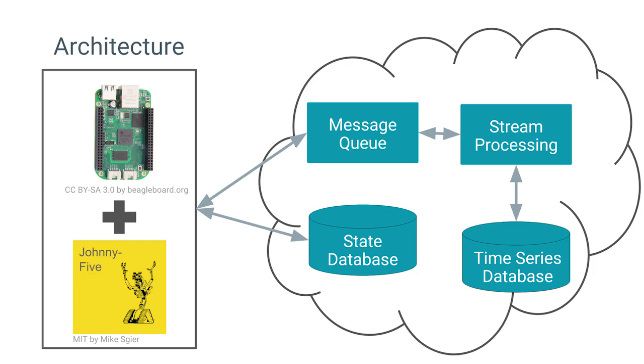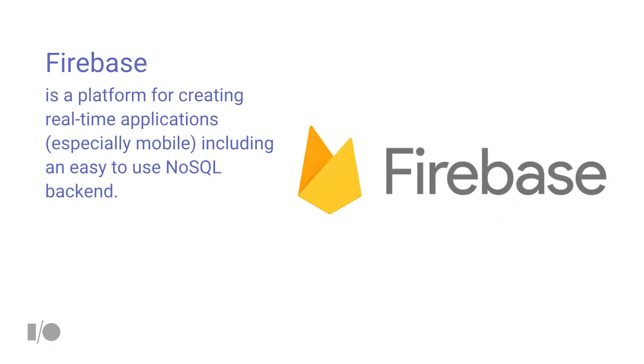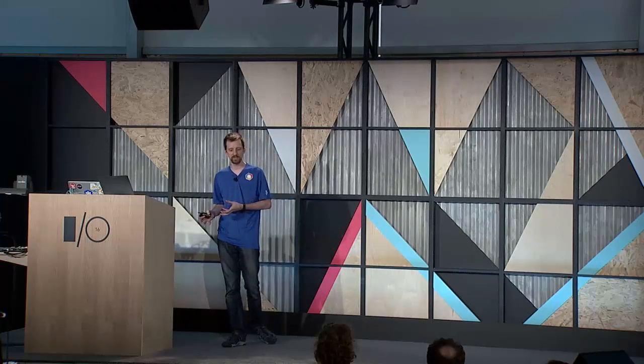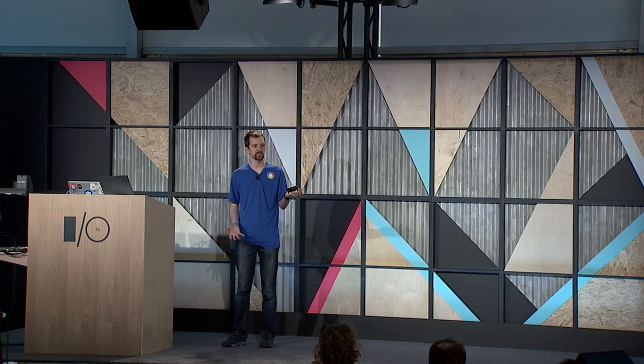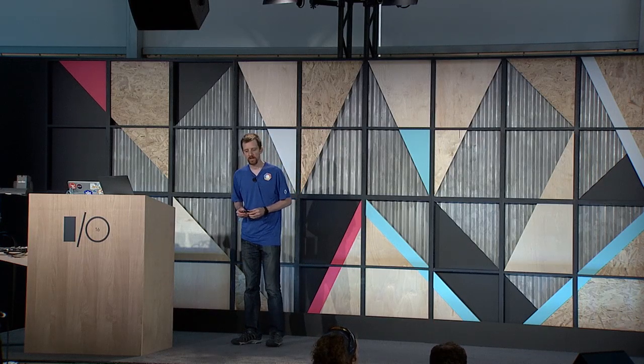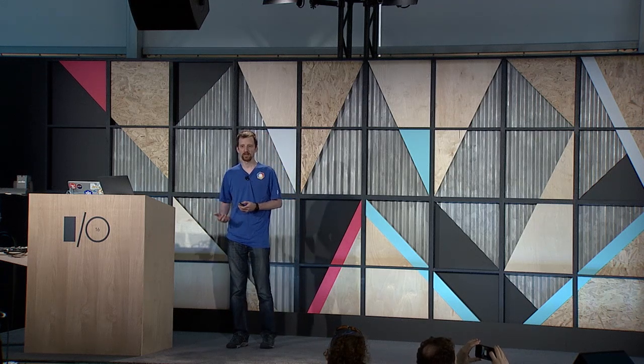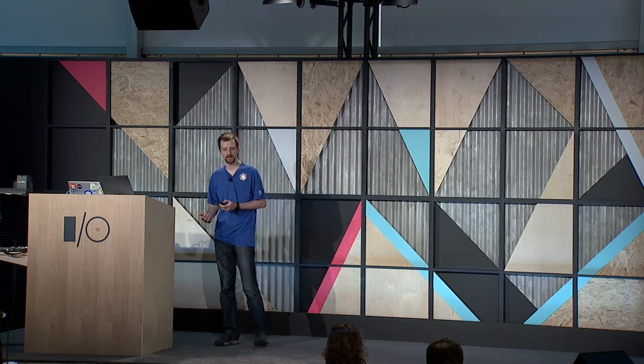So the next thing that I'm going to do is store the state data in Firebase. You might have heard about Firebase from the keynote. Firebase is a platform for creating mobile applications or real-time applications, especially mobile. But what's really cool about it is it includes this NoSQL backend, which is JSON based. It looks a lot like a JSON object and works like a JSON object. So it has a tree structure inside of it. And I'm going to be using this to store the state data.